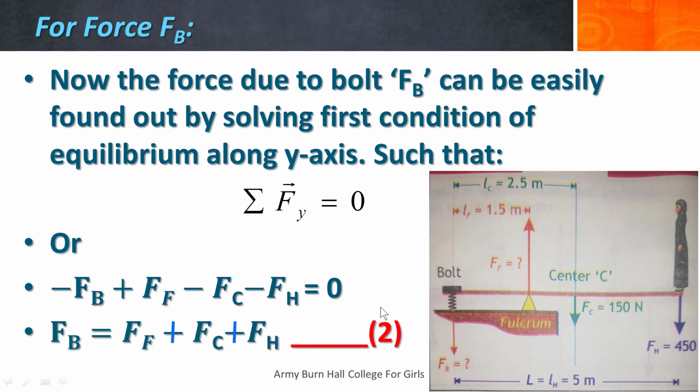We know that the unknown force is Fb. We have calculated Ff with the help of the second condition of equilibrium. Now the only unknown is Fb, so we will separate this Fb, and all the rest of the terms will move to the other side. So Fb is equal to, sorry, this should be plus Ff plus Fc plus Fh. Name it as equation number 2.